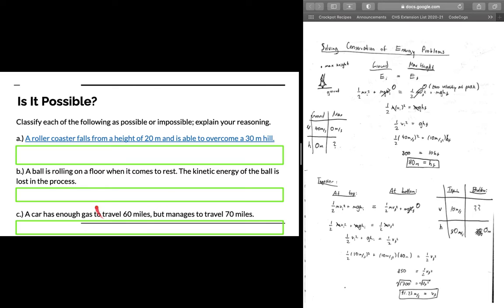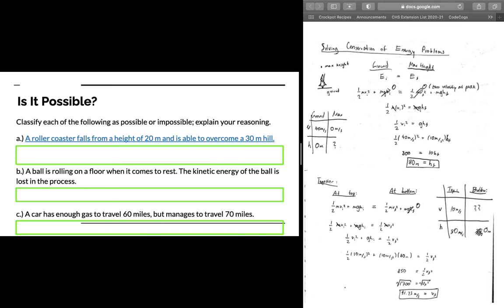So let's take a look at this first case. A roller coaster falls from a height of 20 meters and is able to overcome a 30-meter hill. All right, so we know if we start out at a height of 20 meters and we're starting from rest, all of our energy is going to be in the form of potential energy. And this potential energy is proportional to our height. So as a result, our object starts off with that amount of potential energy that represents our total mechanical energy.